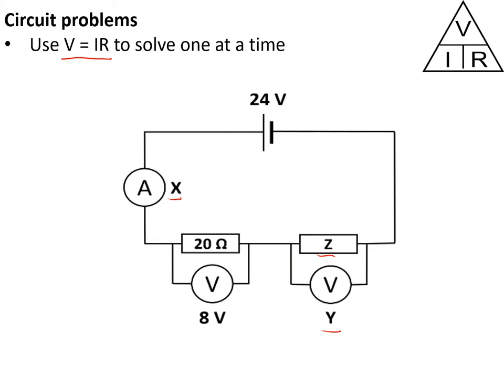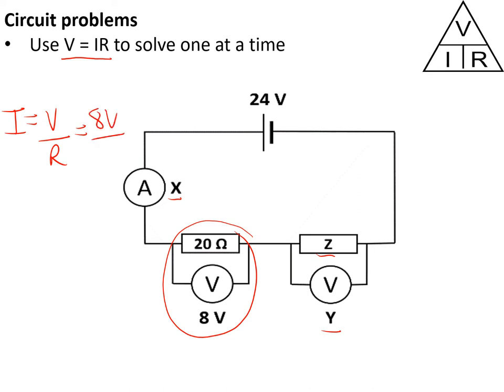So let's start with this one. To find the current at X, we can use the V equals IR equation, but rearrange it into the form I equals V over R. Now we just need to find a voltage and a resistance to put into it. Here we have a pair of voltage and resistance. So we're going to use 8 volts and 20 ohms. And if we do 8 volts divided by 20 ohms, we end up with a current of 0.4 amps.